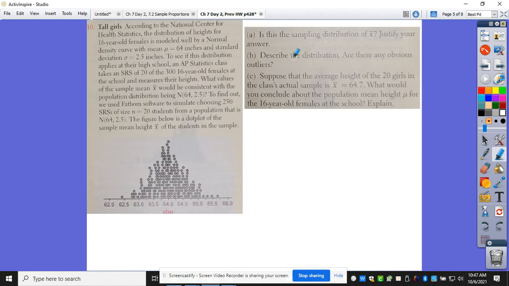So then here, again, is the sampling distribution of X bar? No, because it is not all possible samples of 20 girls taken from the 300 at the school. The center here is about what? 64. What's the shape of this one?